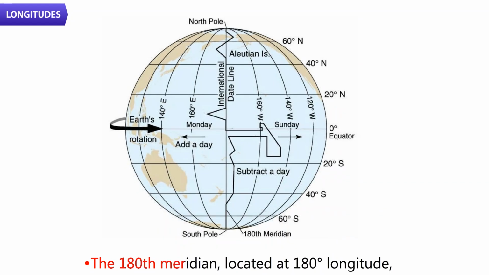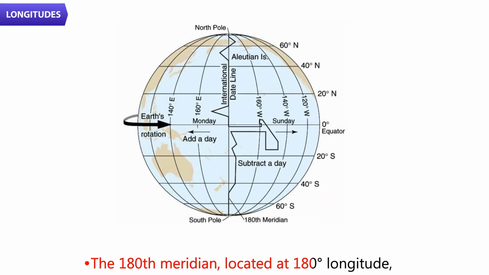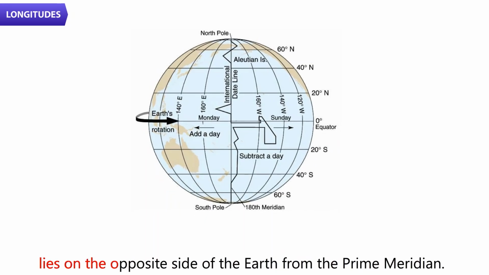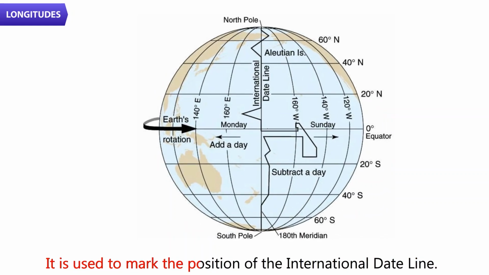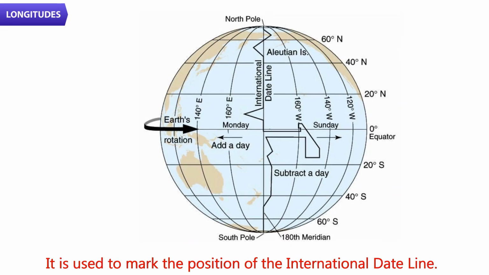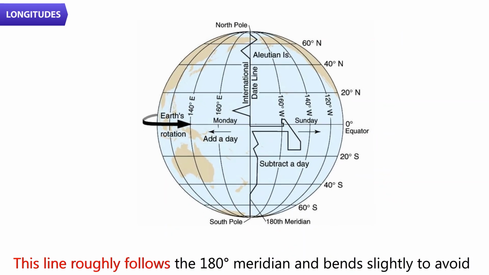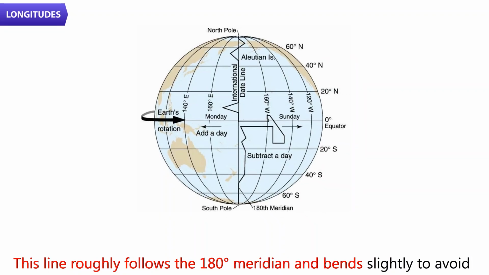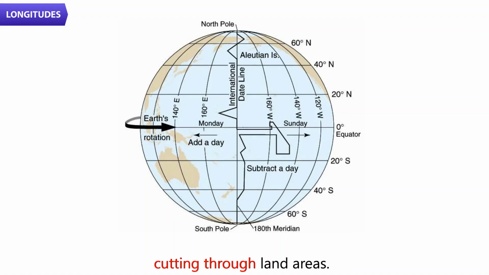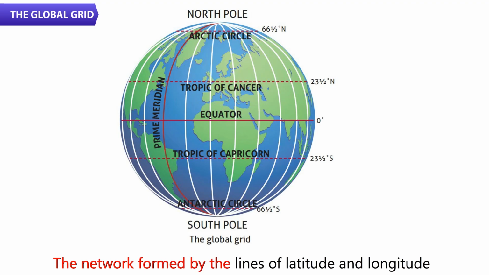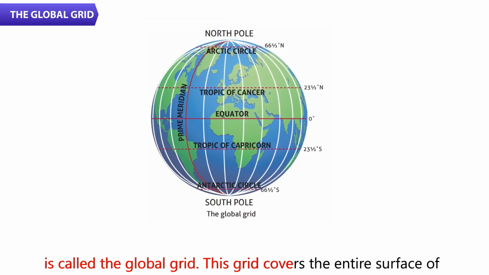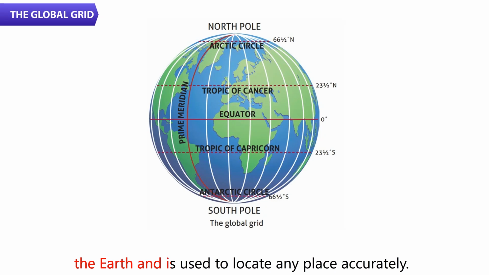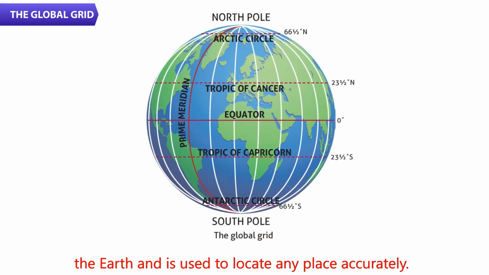The 180th meridian, located at 180-degree longitude, lies on the opposite side of the Earth from the prime meridian. It is used to mark the position of the international date line. This line roughly follows the 180 degrees meridian and bends slightly to avoid cutting through land areas. The global grid. The network formed by the lines of latitude and longitude is called the global grid. This grid covers the entire surface of the Earth and is used to locate any place accurately.